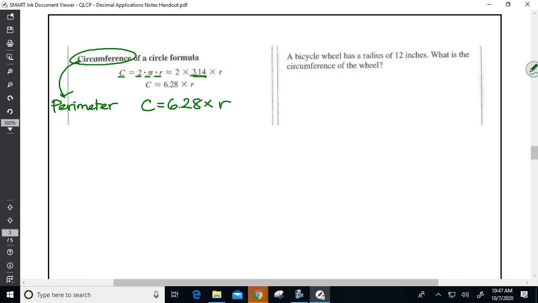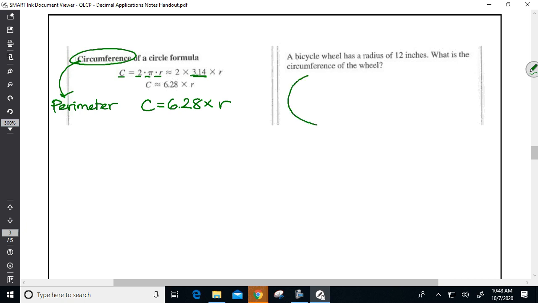So, there are 2 ways that this problem could manifest itself. So we're going to do both ways. One in which you're given the radius and you find the circumference. The other when you're given the circumference and you have to find the radius. So let's work the problem the way we have it. A bicycle wheel has a radius of 12 inches. What is the circumference of the wheel?